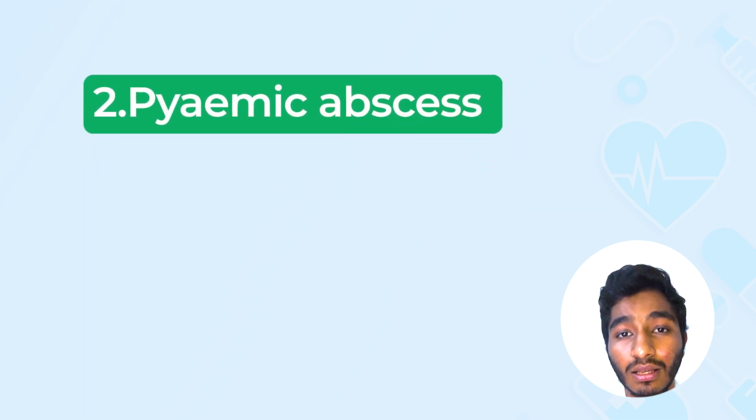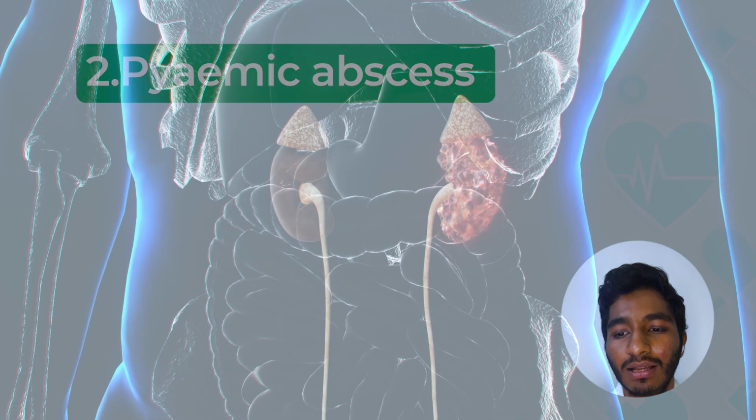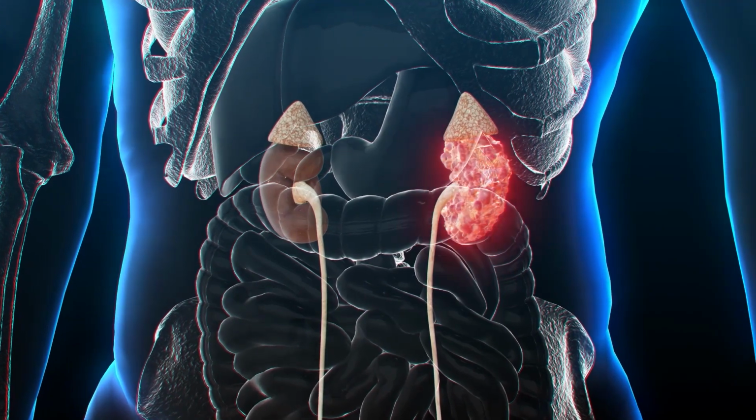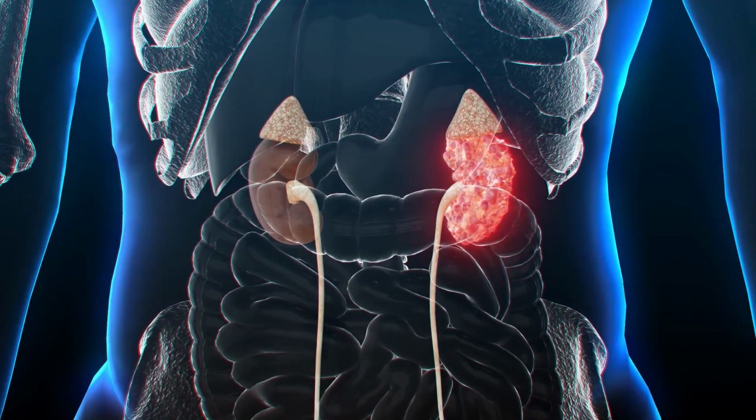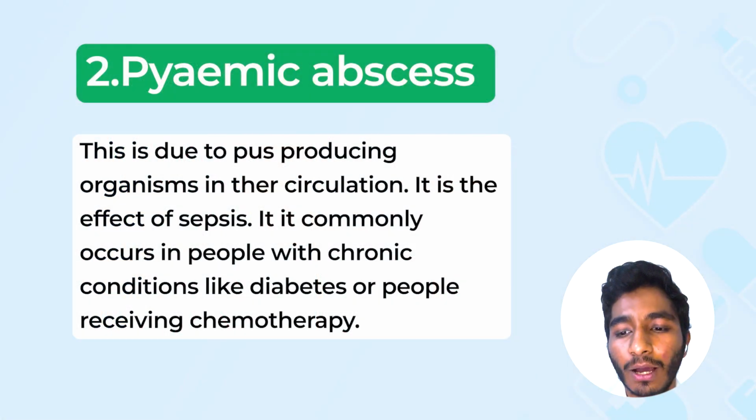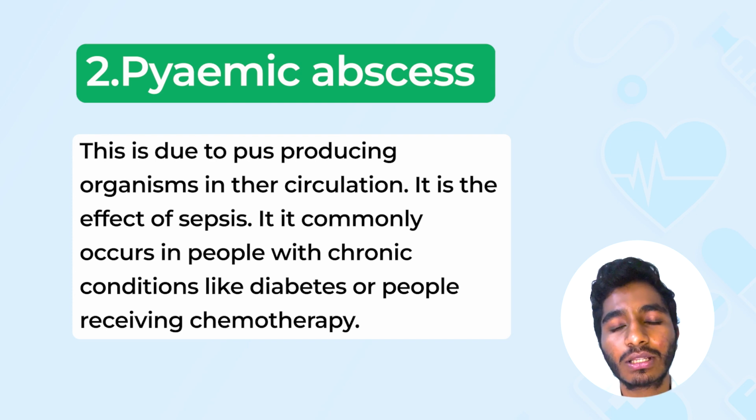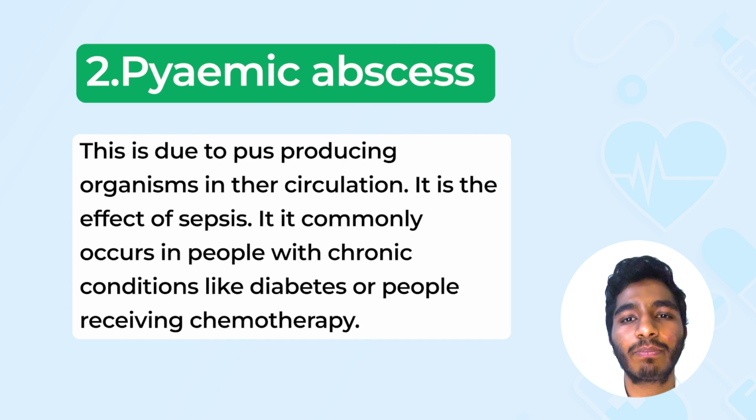Now, the second type of abscess we will be talking about in this video is a pyemic abscess. Now, what is a pyemic abscess? A pyemic abscess is basically due to pus-producing organisms which are already present in the body. Now, it commonly occurs in people with chronic conditions like diabetics or people receiving chemo or radiotherapy.